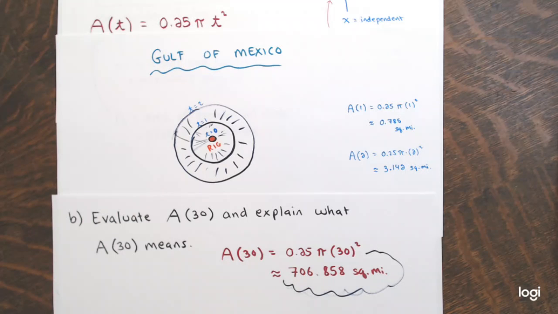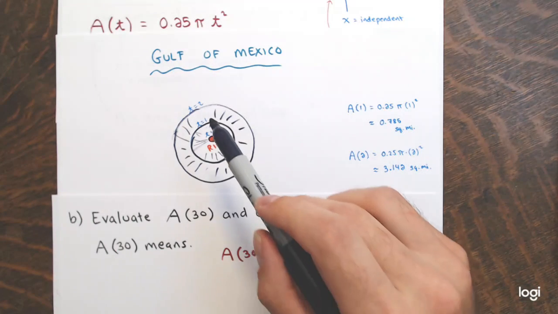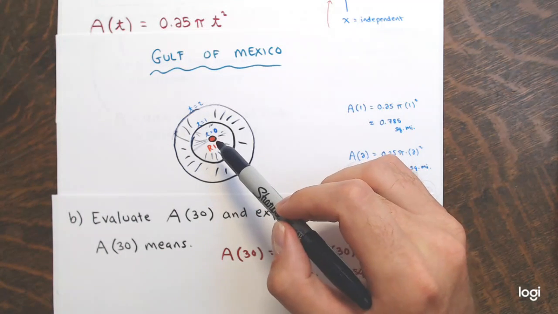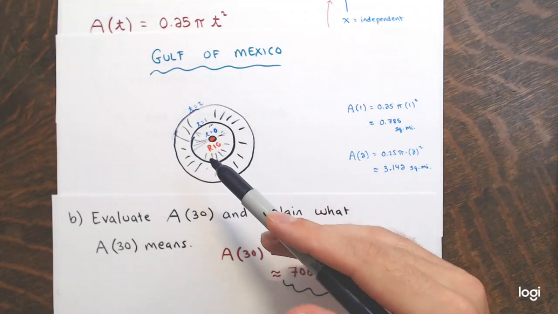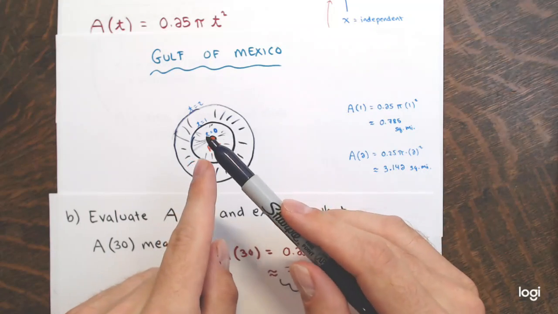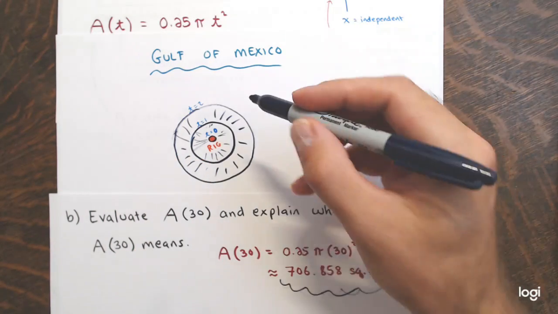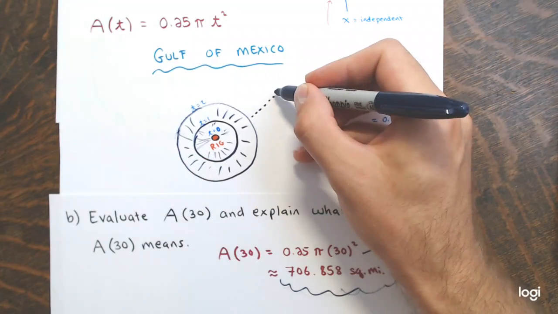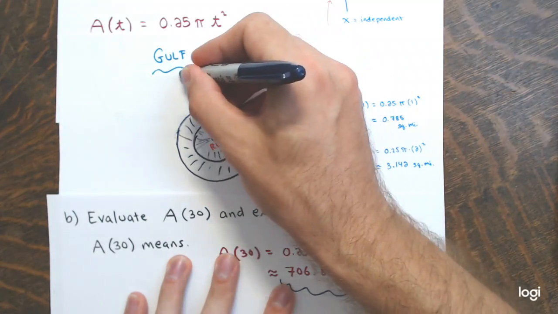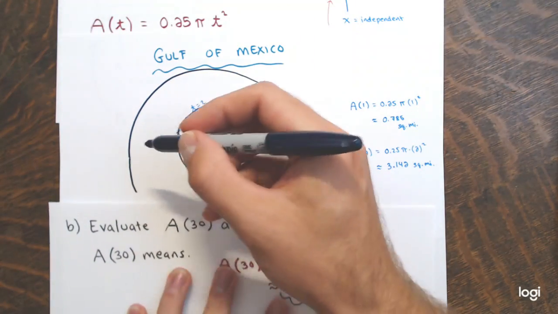Well, I said what it meant, but again, thinking about this picture up here, on day 0 when it first explodes, it's still at the rig, and then a day later the oil slick's larger, a day later the oil slick's larger, and then we just keep thinking out to 30 days after the rig explodes.